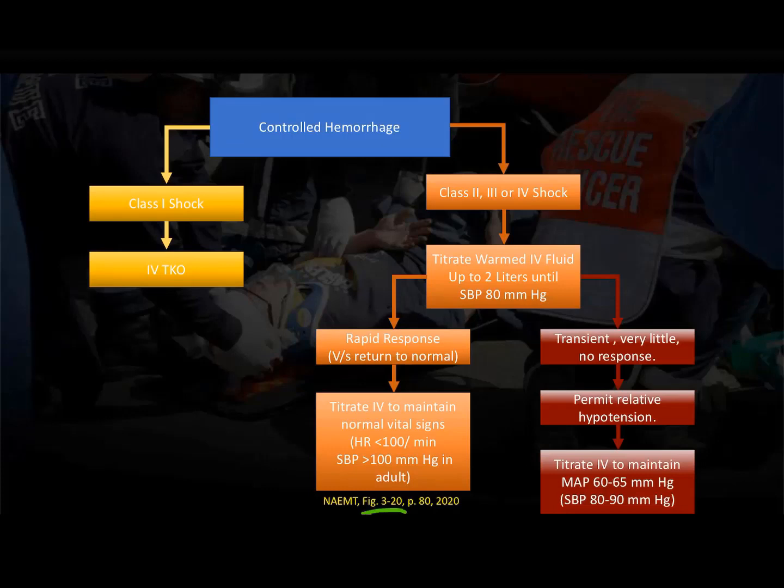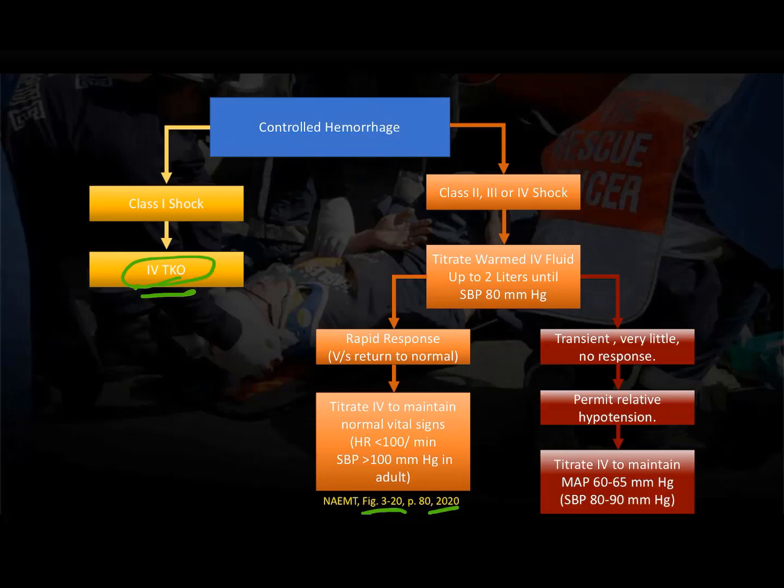The controlled hemorrhage algorithm here, again, part of figure 3-20, page 80 of the 9th edition of PHTLS. This separation is if we have a patient that has an external hemorrhage and we've controlled it, so we've gone through that other algorithm. Once we get to the IV section of the controlled hemorrhage algorithm, then we start using this one. So if they're in class 1 shock, right, so they've lost generally less than 750 milliliters of fluid.